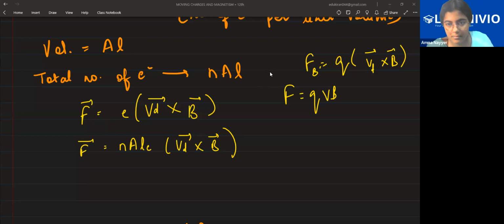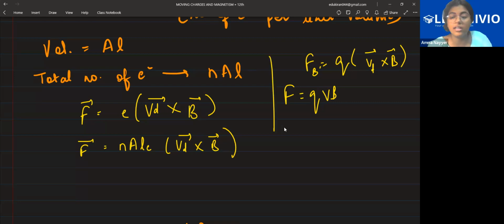Vd equals negative eE by m, or eE tau by m. That was the drift velocity, the average velocity with which the electrons drift towards the positive end of the battery's terminal. So remember these definitions also, as they are going to come in the exam.